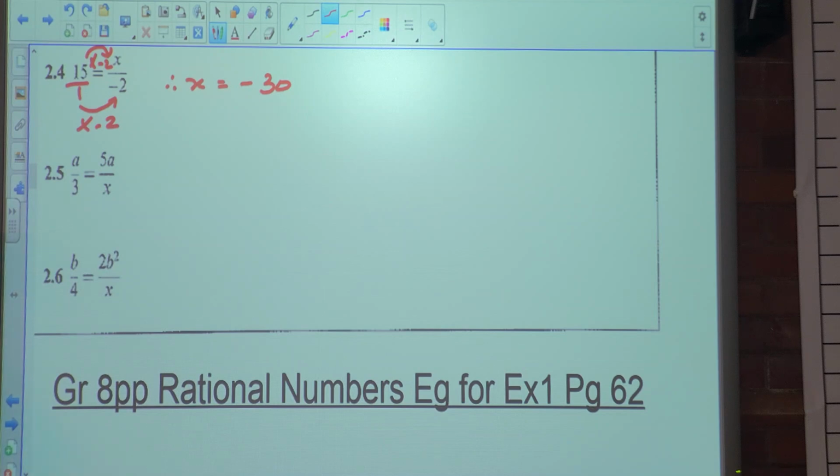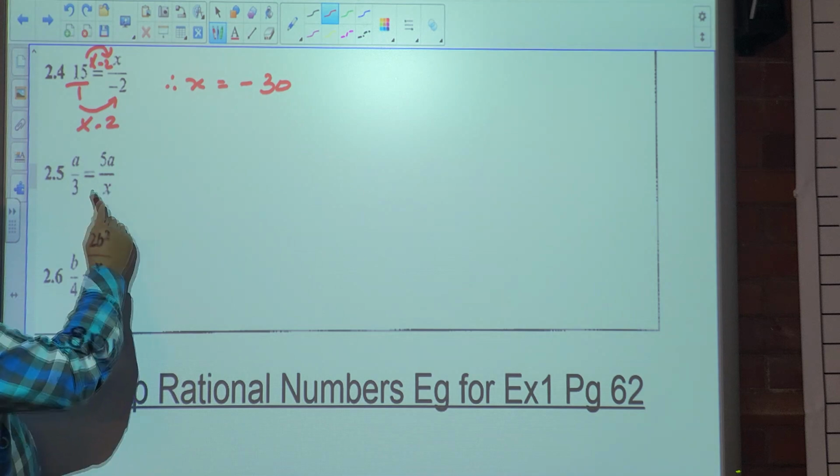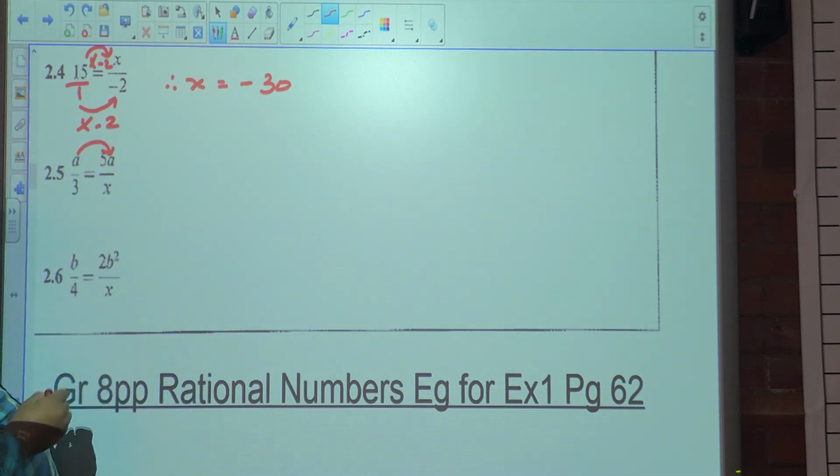Okay, let's go to the next one. Remember the x is in this denominator here. So how do I go from 8 to 5a?